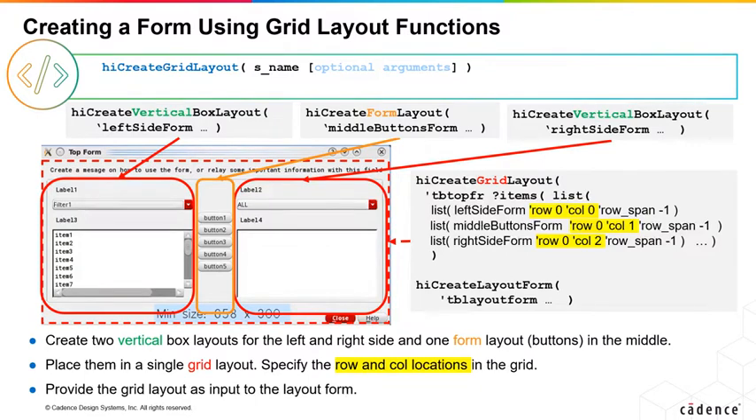So you can see that, for example, the left side is row 0, column 0. The middle mouse buttons are in row 0, column 1. And the right side is row 0, column 2. Okay, and then again, we provide that grid layout as input to the hiCreateLayoutForm, which creates the overall form with additional fields, etc., that it needs. But again, this is a nice way to control the formatting of your form very easily.